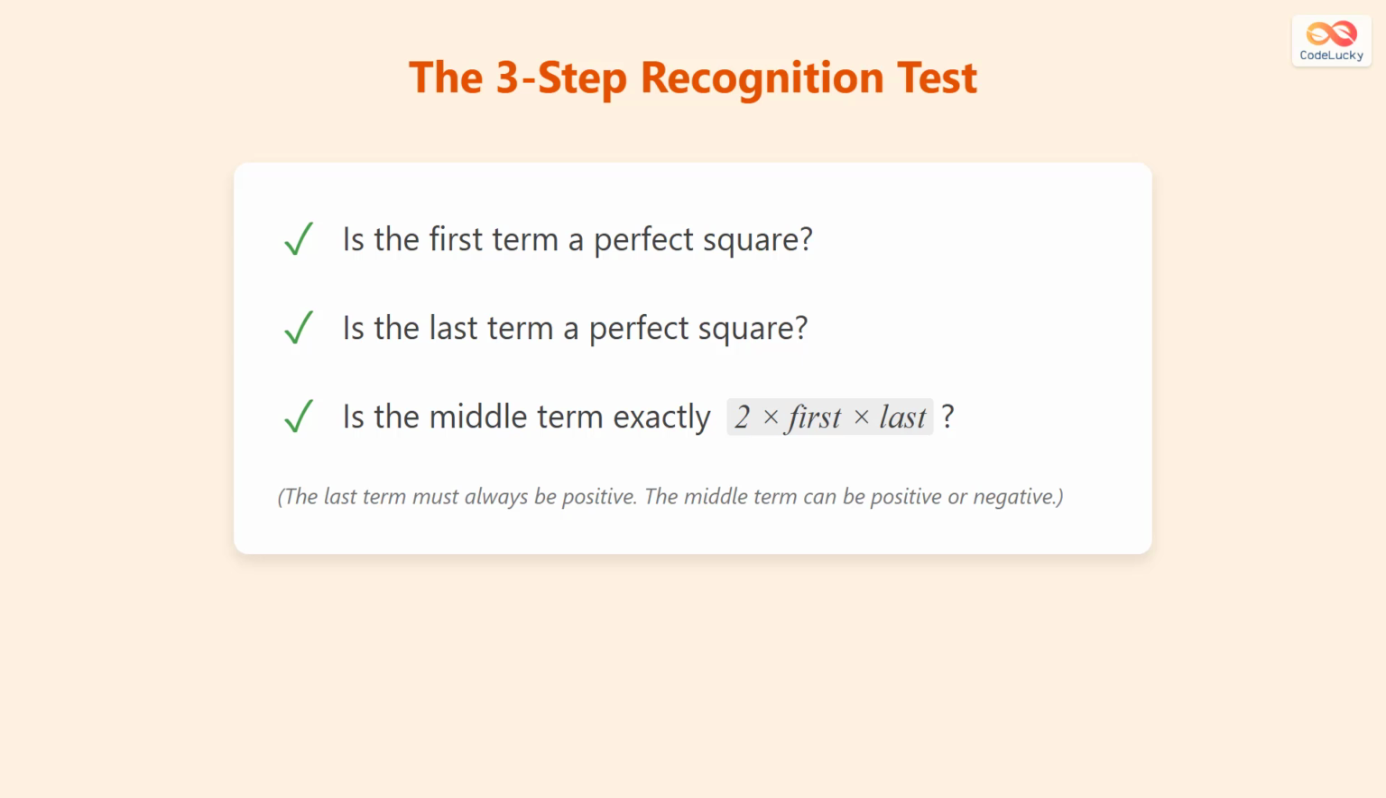To spot these patterns, run this simple three-step test. 1. Is the first term a perfect square? 2. Is the last term a positive perfect square? And 3. Is the middle term exactly 2 times the square root of the first term times the square root of the last term?